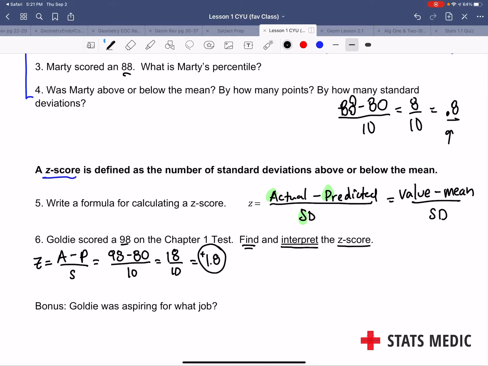Now we must interpret. So what is the z-score? Well, we know that Goldie's scores, Goldie was the mayor, by the way. He was running for mayor. If these names ring a bell, they're from Back to the Future.